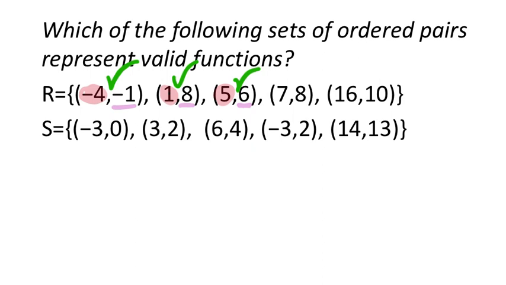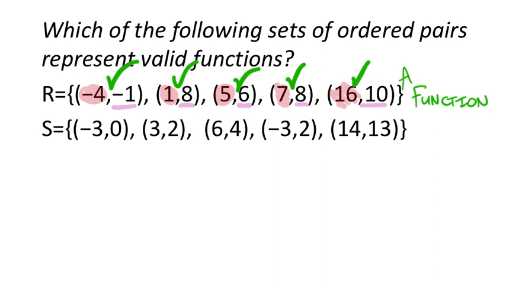How about 7, 8? Well, 7, again, when I see a 7, it only spits out an 8 right there, so that's going to check off too. And then also at the end here, of course, 16 is by itself, and it's only going to spit out a 10, so this one checks off. That means that this function R, or this set of values for R, we would call that a function, okay?